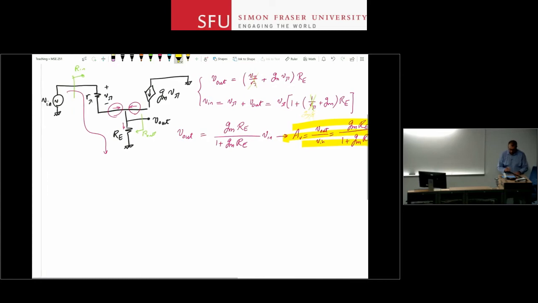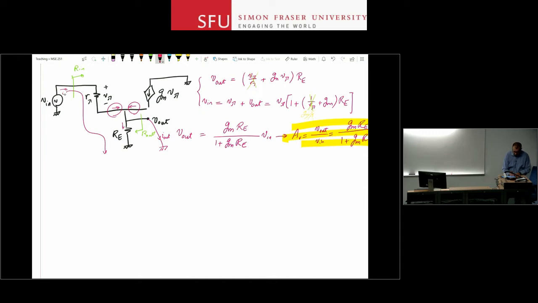Now, how do I figure out the current gain? In order to figure out the current gain, I short circuit the output terminal to ground, right? So the output terminal is short circuited to ground. I measure the I out here and compare it to the current that goes in. I'm short circuiting the emitter terminal to ground, and I'm looking at the ratio of the emitter current to the base current. What is your expectation? What should that ratio be?